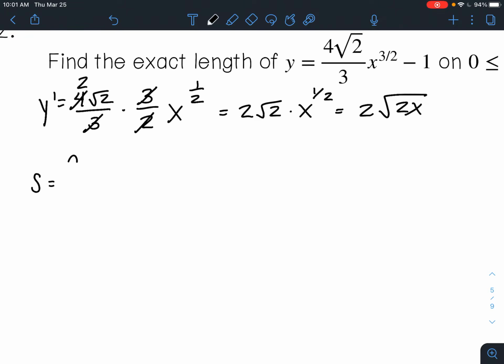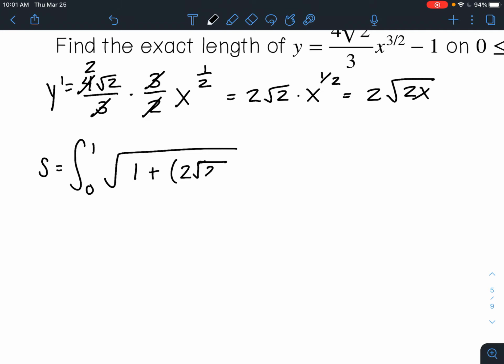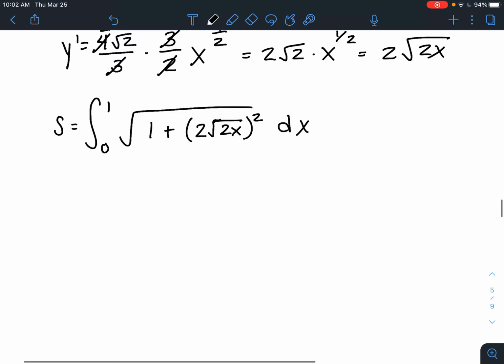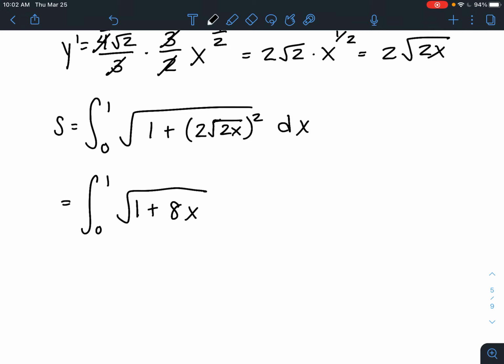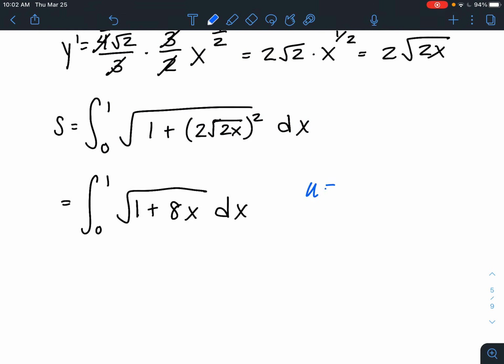So if I do my arc length now, and I'm doing this from 0 to 1, I've got the square root of 1 plus my derivative squared, dx. That's going to be the integral from 0 to 1 of the square root of 1 plus 4 times 2x, so that's going to give me 8x, dx. I'm going to go off to the side and just do a quick little u substitution.